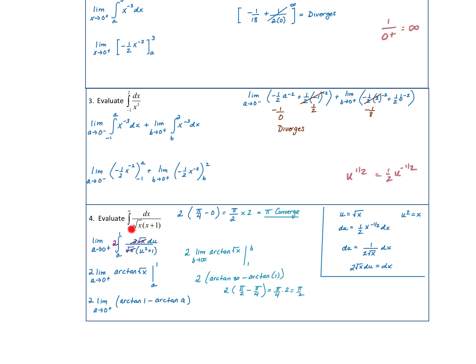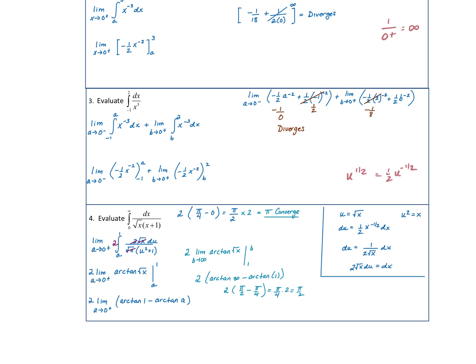So we're going to have to break it up. So we'll use a for this one. So we can go a to 1 and then 1 to infinity. And then we'll do b for that one. Okay, so let's see. So we get arctan. So we integrate. We've got the 2 out in front.